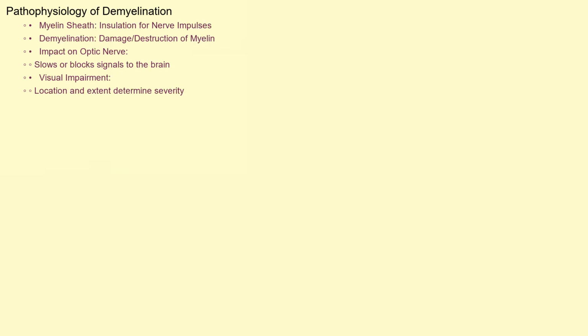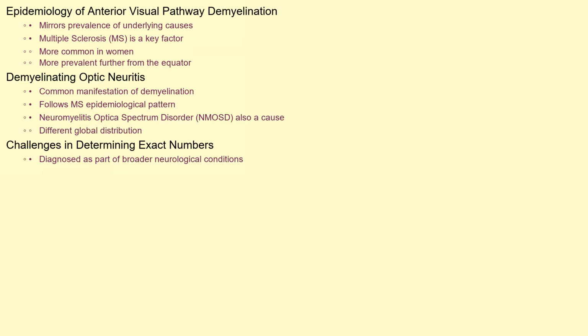Now let's understand the pathophysiology. The myelin sheath acts like insulation around an electrical wire, allowing for rapid and efficient transmission of nerve impulses. In demyelination, this insulation is damaged or destroyed. This disruption slows down or blocks the signals traveling along the optic nerve, which extends from the retina at the back of your eye to the brain. As a result, the visual information doesn't reach the brain as efficiently, leading to various visual problems. The location and extent of the demyelination determine the specific type and severity of the visual impairment.